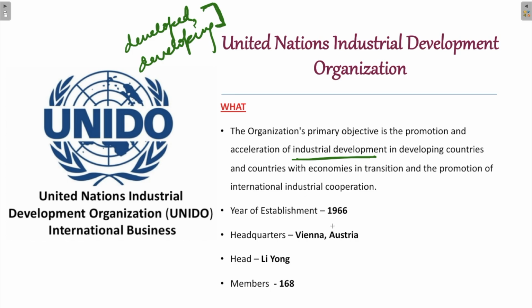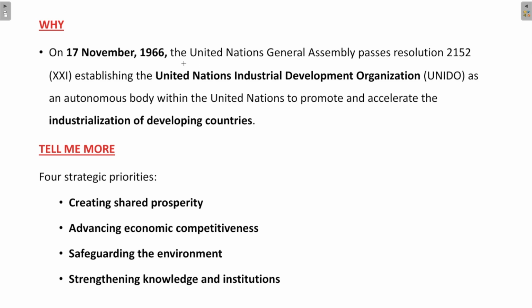And it was established in 1966 and has its headquarters in Vienna, Austria. So a resolution was passed in the year 1966 so that an autonomous body could be created to promote and accelerate the industrialization of developing countries.